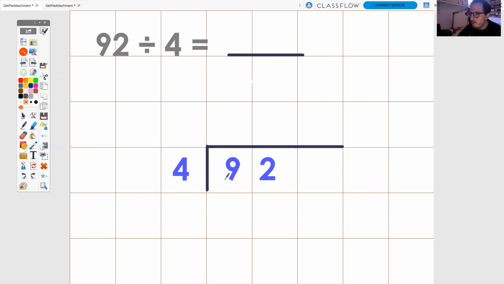1 times 4 is 4. 2 times 4 is 8. Can I fit another group of 4 in before I get to 9? I can't. There's only 1 left over. So 4 goes into 9 twice, 2 times, and there's a leftover 1. There's 1 left over from 8 to 9. And I'm going to take that 1 and just put it here.